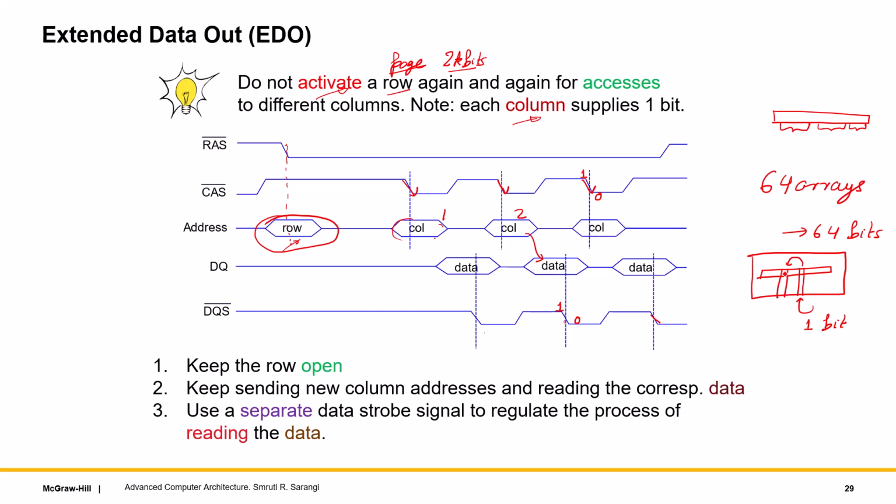But one column would mean the same column in all the arrays. That's important. This is the same column in all the arrays, which is 1 bit per array, which is nothing but 64 bits for 64 arrays. So we get 64 bits again, and then again we specify one more column, and one array produces 1 bit, 64 arrays produce 64 bits, and so on and so forth. This process just continues, and we have column, column, column, data, data, data.